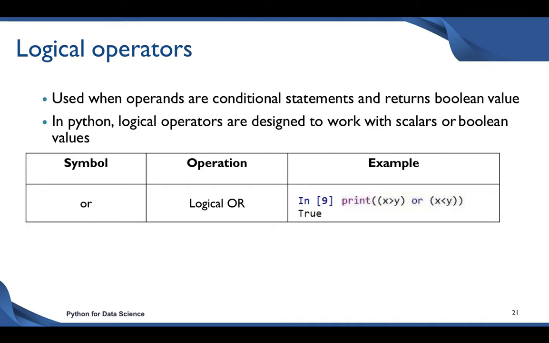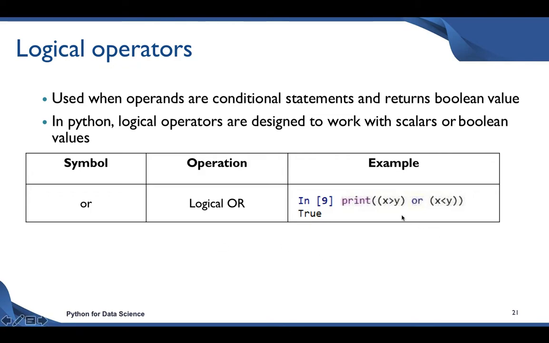When operands are conditional statements, they return a boolean value, that is true or false. This we already discussed and understood. Now in Python, logical operators are designed to work with scalars or boolean values, right? So for that we have an operation called logical or, and the symbol is or.